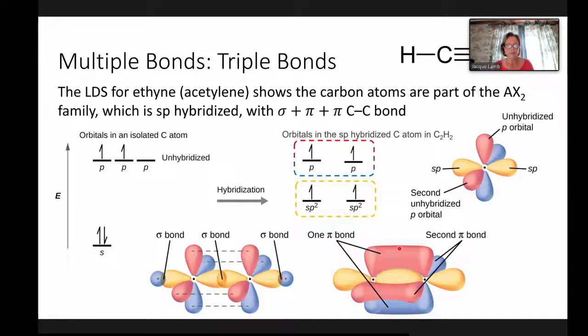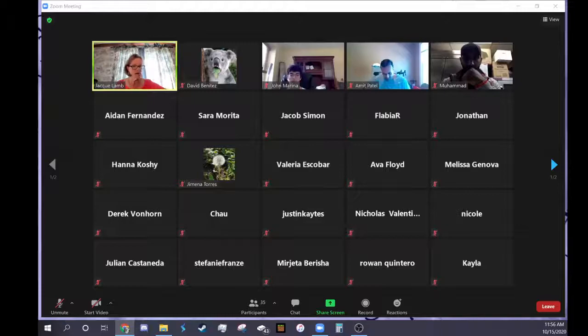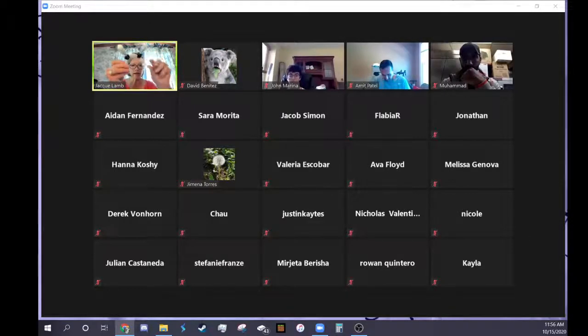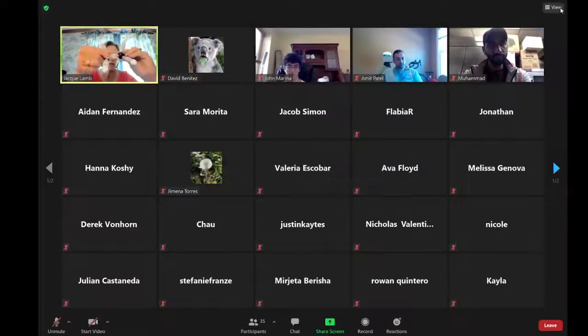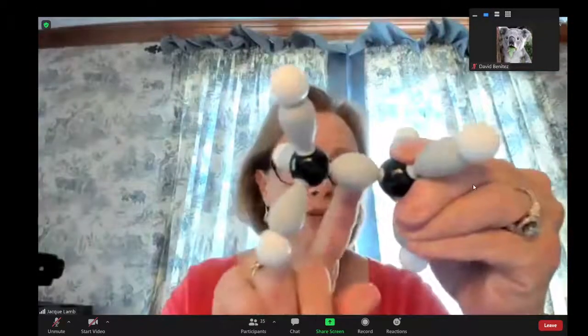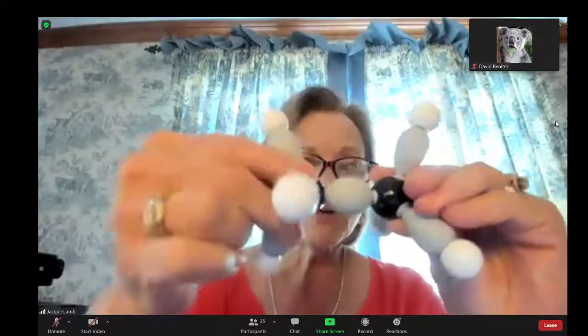So I actually have models of these here. Here is our ethane. This has sp3 hybridization. We have 4 bonds. One of the interesting things that you'll learn in organic chemistry is that this molecule allows free rotation around that bond without disrupting this bond between the two carbons. So you can get free rotation around that bond without breaking that bond.